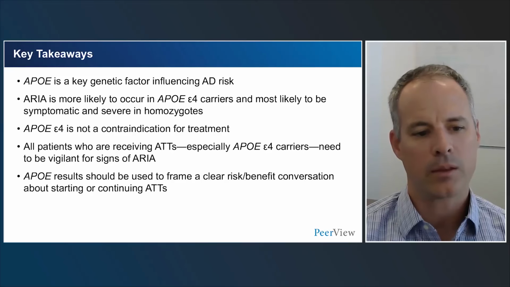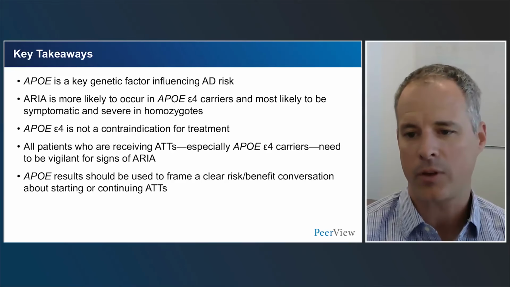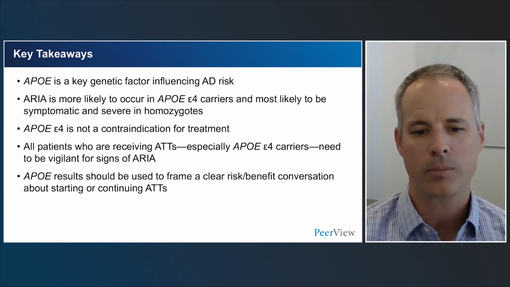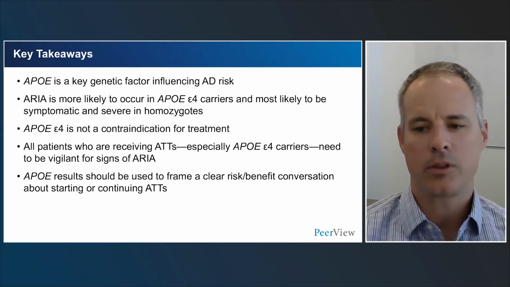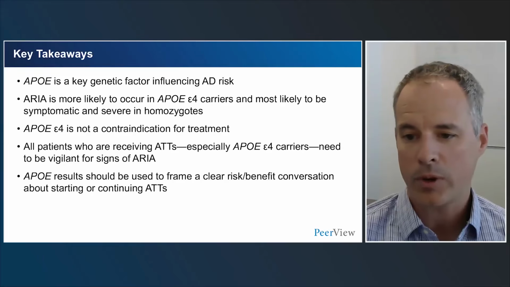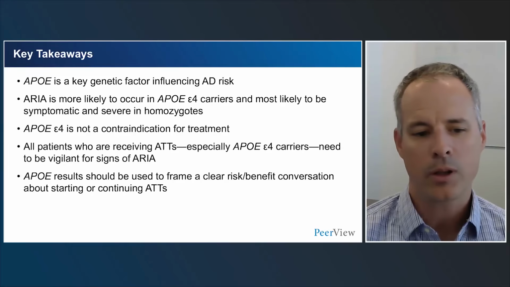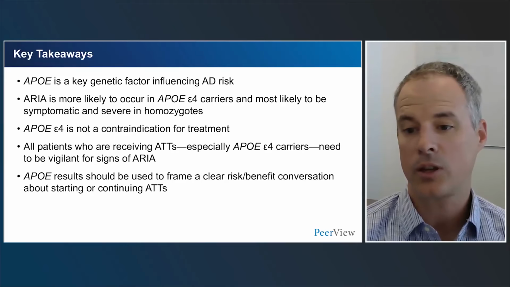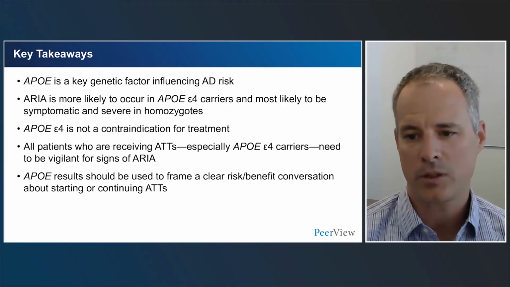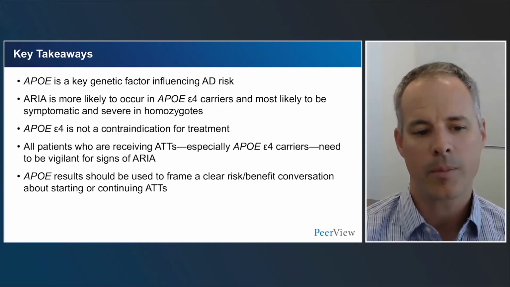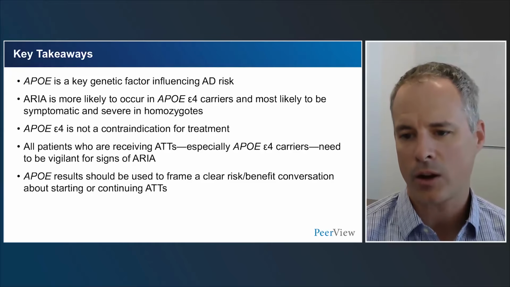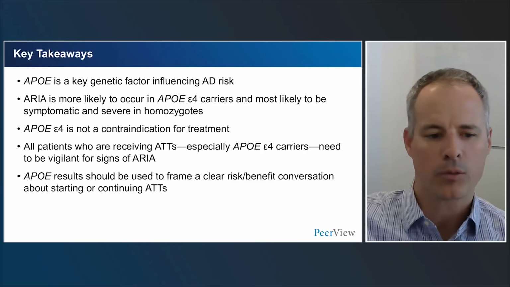And in all patients, regardless of their APOE4 carriership, you have to be vigilant for signs of ARIA. There's no different treatment regimen for patients with APOE4, but it's something that is built into the discussion of risk, so that the patients and their families can really understand how their APOE genotype impacts their risk of ARIA, and make a decision that they're comfortable with and that you are all comfortable with.